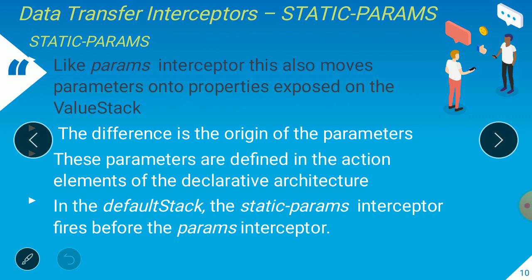Now we have one more data transfer interceptor that is called static params. Static params works similar to the params interceptor. It also moves the data to the properties in the value stack, to the name which is first exposed in the value stack, but the difference is the origin of the parameters.